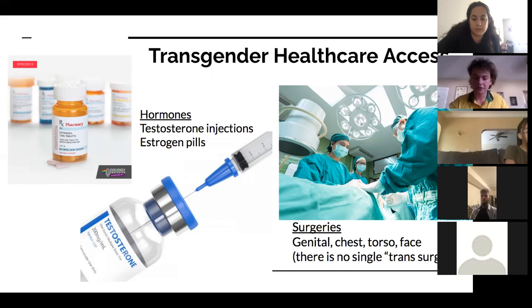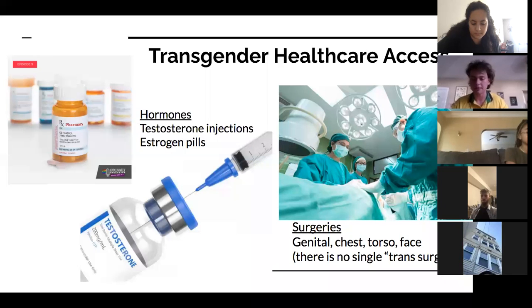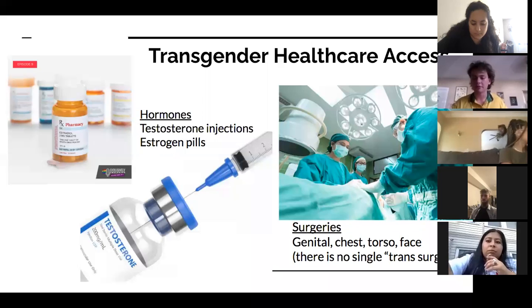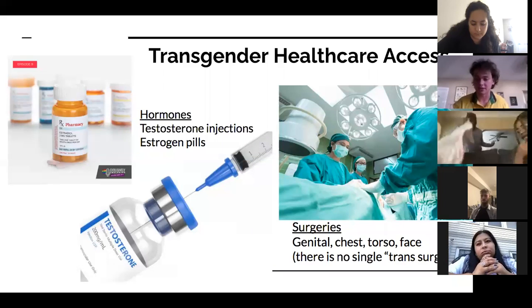And then in terms of surgery, I just want to emphasize that there is no single trans surgery. There are actually several different types. To name just some of the more common ones, there are genital surgeries for trans men and women. There are different forms of chest surgeries, usually mastectomies for trans men or breast implants for trans women. There are facial and vocal cord alteration surgeries, usually just for trans women. And then there are also torso masculinization and feminization surgeries.